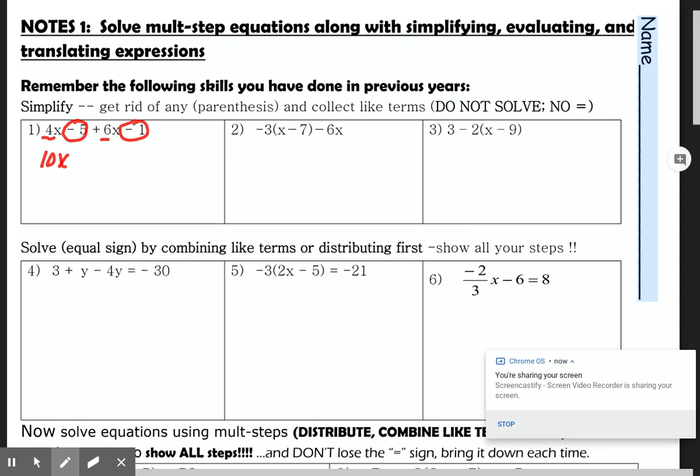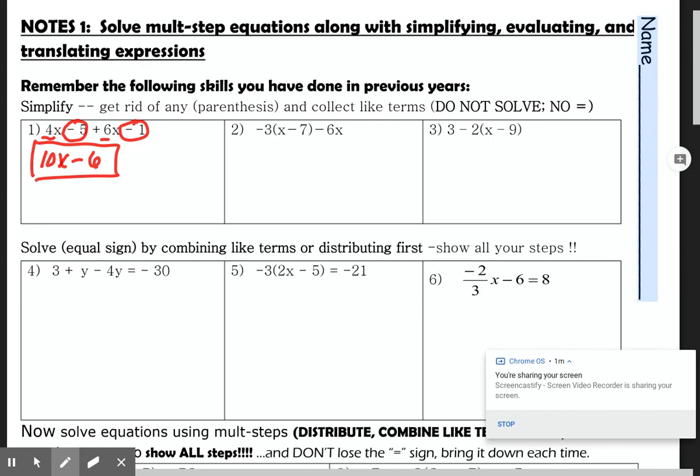So those are the same signs. They both have a negative, so we add 5 and 1 makes 6, and then keep the same sign. And that is our final answer. There's nothing else we can do because the 6 doesn't have an x with it to combine with the 10x, so we're done. Let's go on to number 2.